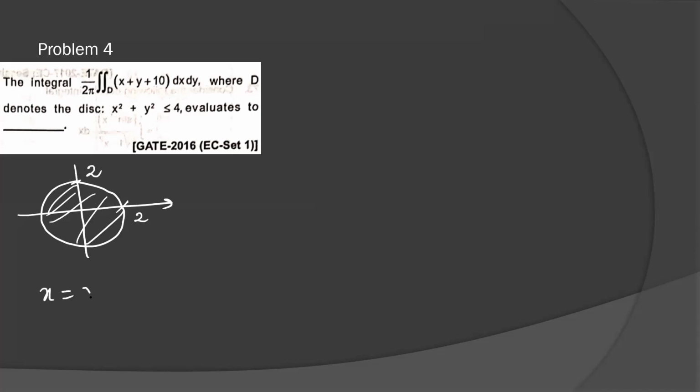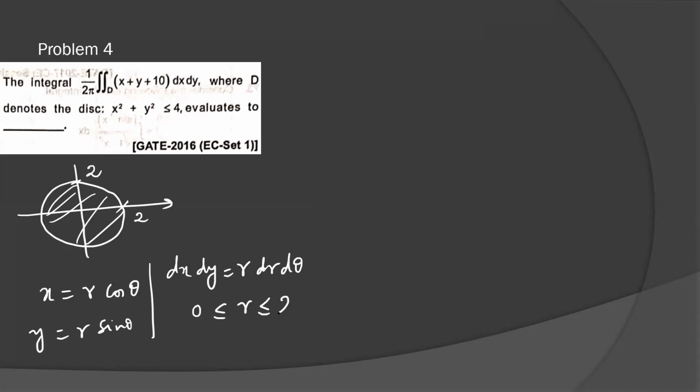So what will be the change? x equal to r cos theta, y equal to r sin theta, and we told you dx dy will become r dr d theta. What is the limit of r here? r is from 0 to 2 because r is always positive. If you put x squared plus y squared equal to r squared less than or equal to 4, r will become 2, and theta will be 0 to 2 pi over the entire circle.